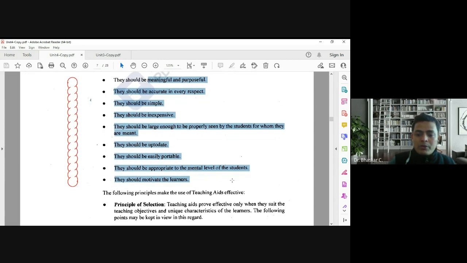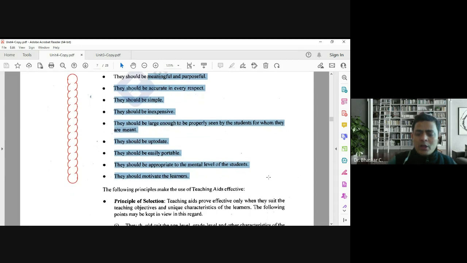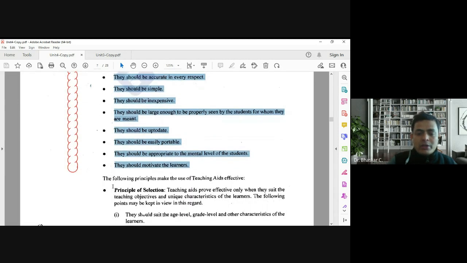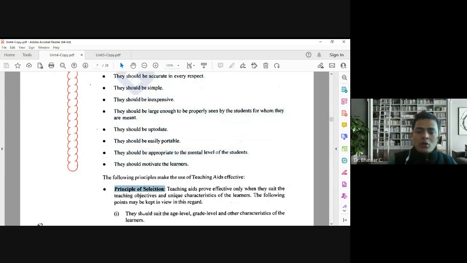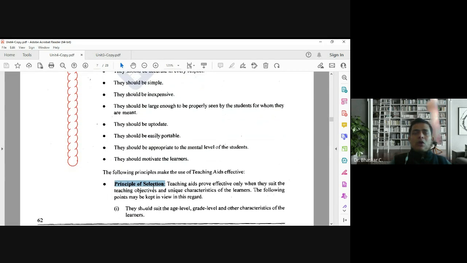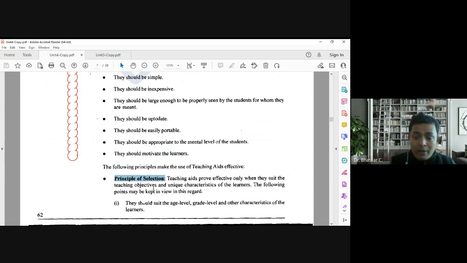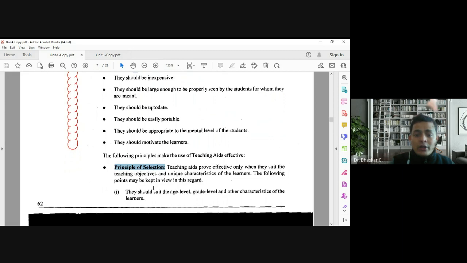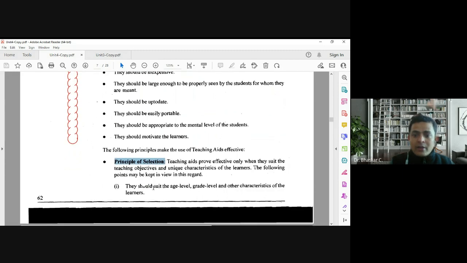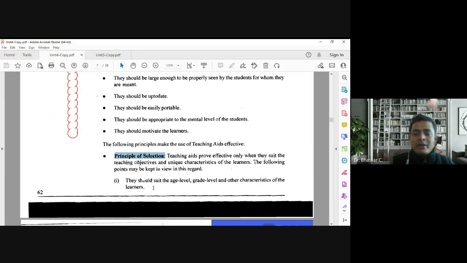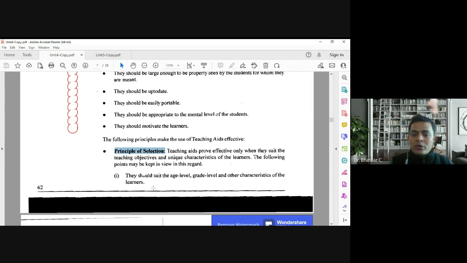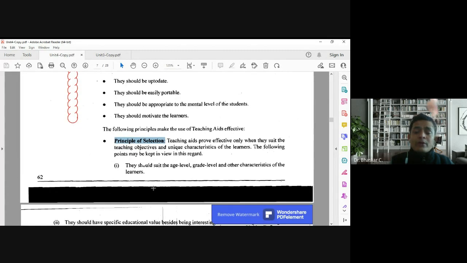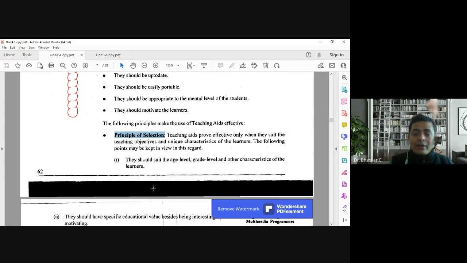So the principles. Let us talk about the principles which are helpful in taking into consideration these teaching aids. The first principle is the principle of selection. So what does this talk about? This principle of selection talks about that you will select a teaching aid or a mass media program only when it is good enough for the learners, age wise, grade wise, and the other appropriate characteristics are fulfilled. Otherwise, you will keep that aside and will go only for the selection of the teaching aid which you find the best.